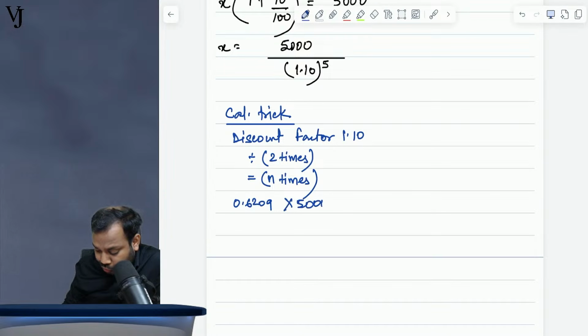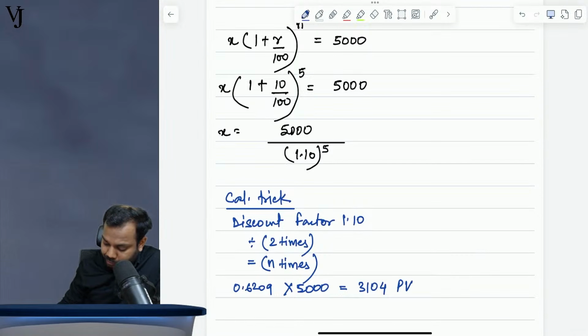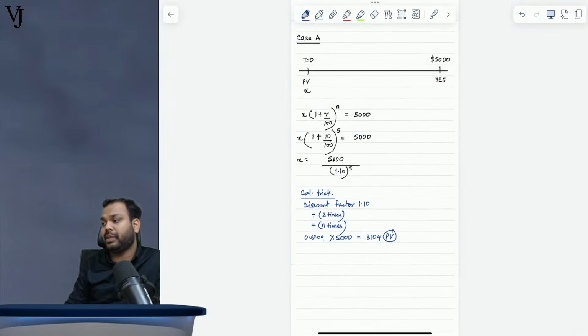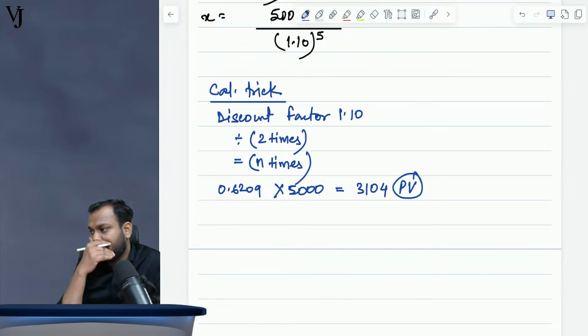Now multiply this with the amount. How much? 5,000. So what is the amount? Multiply by 5,000. It is called as 3104. 3104 is the present value. This is your present value. Tell me guys, is it clear everyone? Are you understanding this? This is your calculator trick.